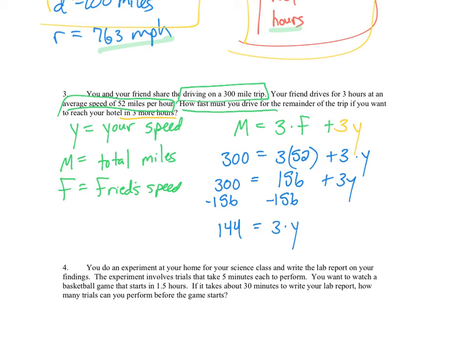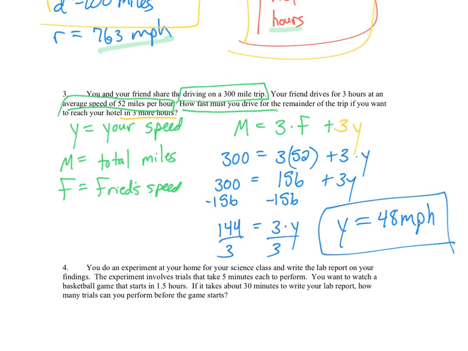So what we have here is your friend drove 156 miles, which means you have to drive 144 miles because there's 300 miles total. So then we divide by 3. We would get y equals 48 miles per hour. So if your friend drove 52 miles per hour for 3 hours, you would need to drive 48 miles per hour for 3 hours to get to the 300 miles.